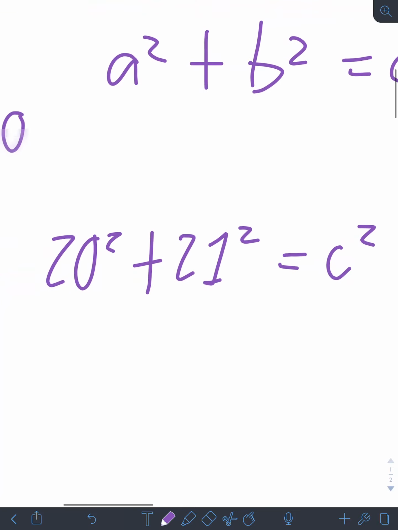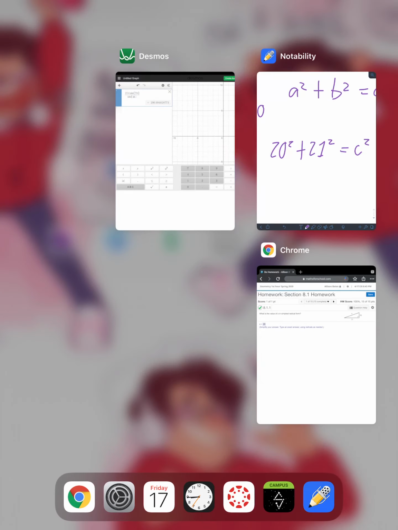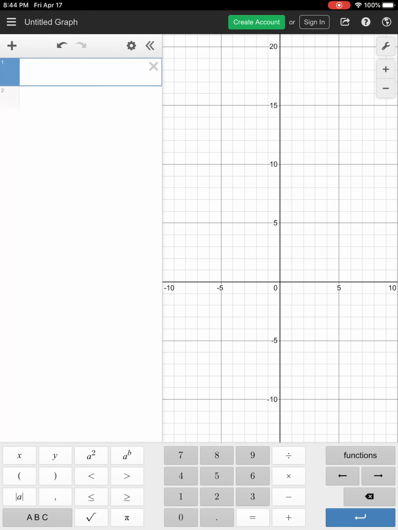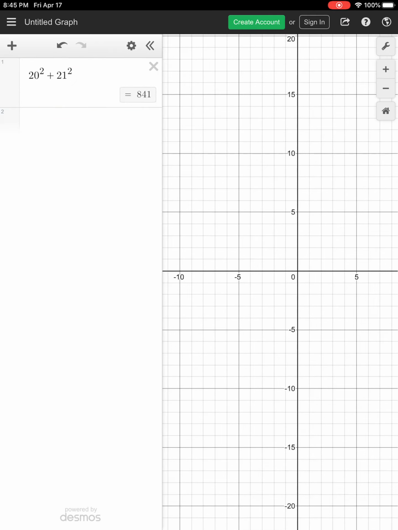So equals c squared. So I'm going to go to my Desmos calculator. 20 squared plus 21 squared equals 841. For the type of math that we're doing right now, I actually highly suggest Desmos calculator, or the TI-84, the calculator that they suggest to use for this course. It isn't really that helpful if you don't know how to use the calculator, but this one is really simple. It's incredibly self-explanatory, and I just ignored this whole graph jazz over here.